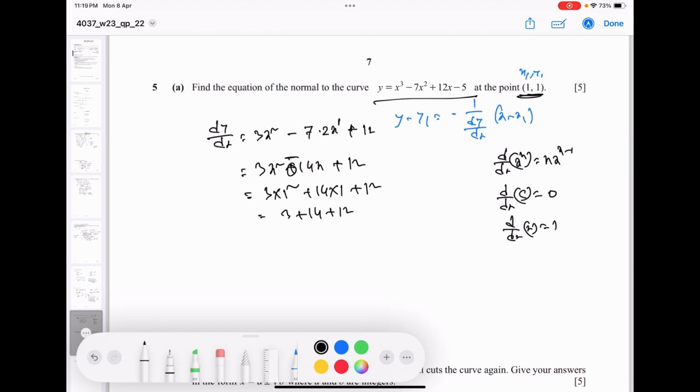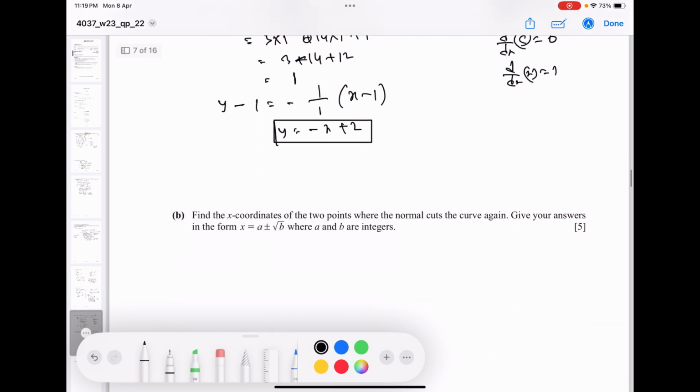Sorry, there is a minus sign. So 3 plus 12 minus 14, which is 1, so the gradient is 1. So y minus 1 equals minus 1 over 1 times (x minus 1). Now we can simplify that, or we can leave it that way; it's up to you. y equals minus x plus 2. So this is the equation of the normal.